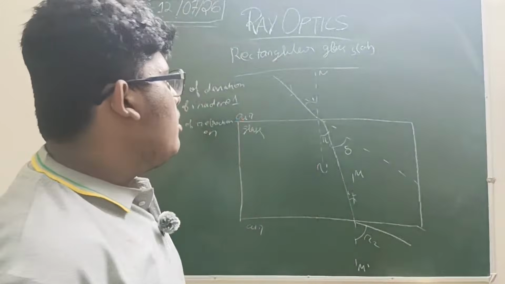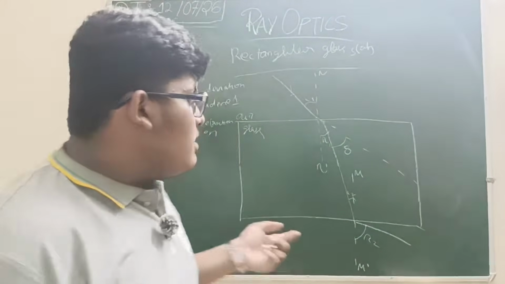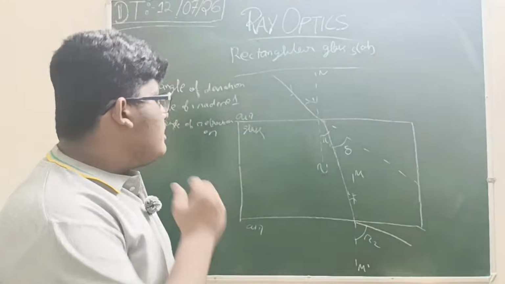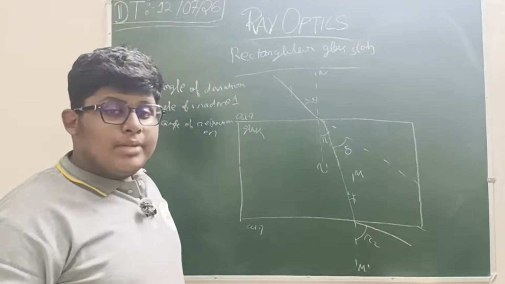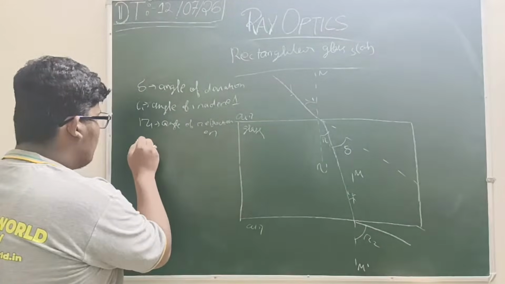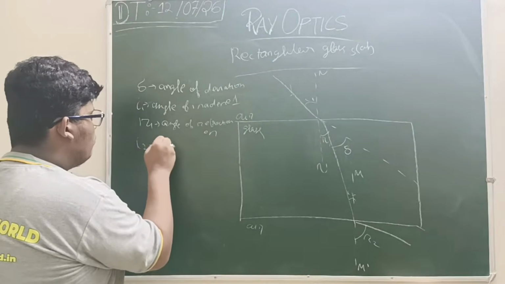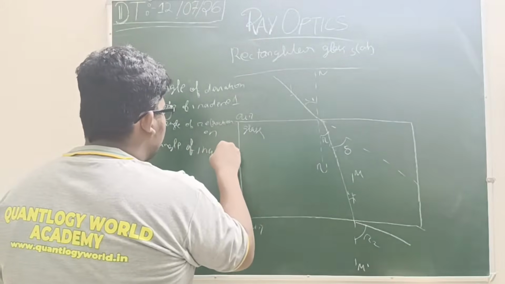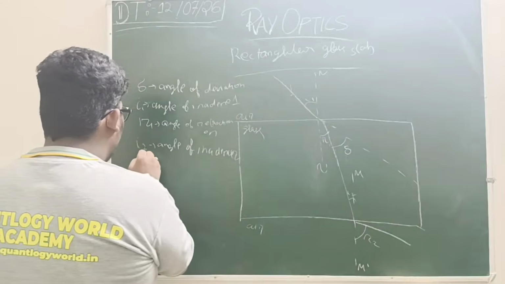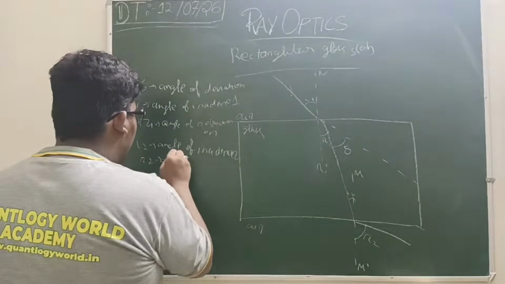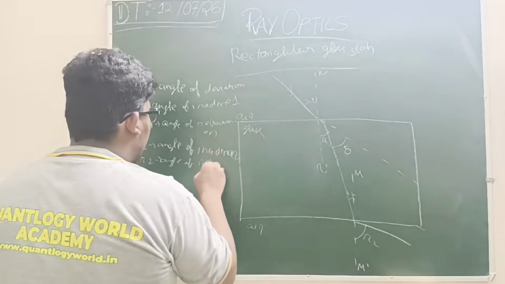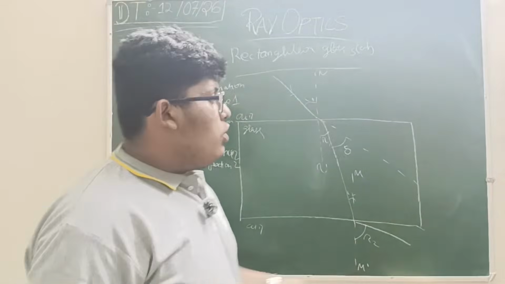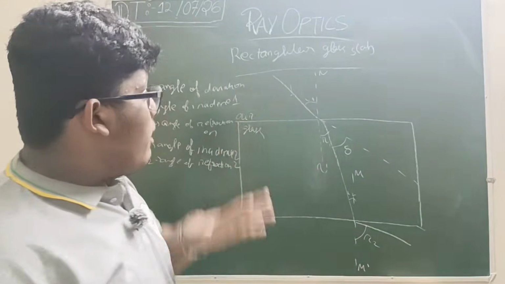So this is basically refraction through rectangular glass slab. In glass slab, refraction occurs two times. First time it is air medium to glass medium, second time glass medium to air medium. I2 is the angle of incidence 2, R2 is the angle of refraction 2. So this is basically the refraction through rectangular glass slab.